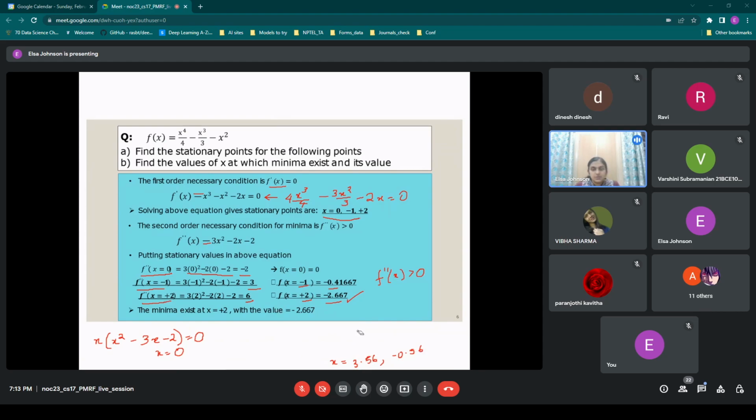The decimal points are coming. If you are solving it with the quadratic equation, you'll be getting a root value. Okay, that's all. So sorry for this one. There is a mistake in this one. Sorry, I didn't notice that.